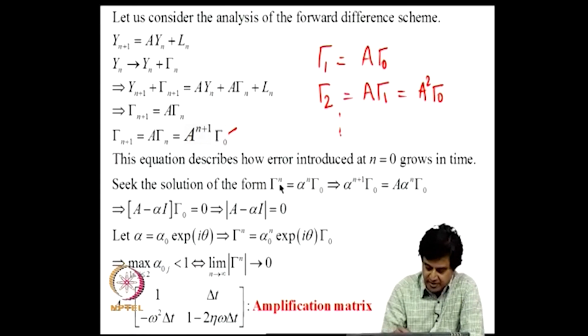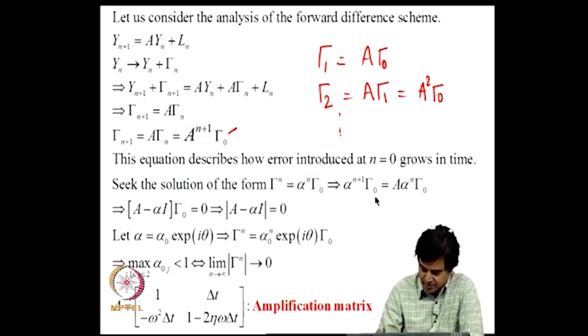So, upon substituting into this equation, I get alpha n plus 1 gamma naught is A alpha n gamma naught, or in other words, for non-trivial solutions we see that this leads to an eigenvalue problem as stated here. For a non-trivial solution the determinant of A minus lambda I must be 0. So, the roots of this equation, if I write it as alpha naught e raised to i theta, because we expect alpha to be typically complex valued.